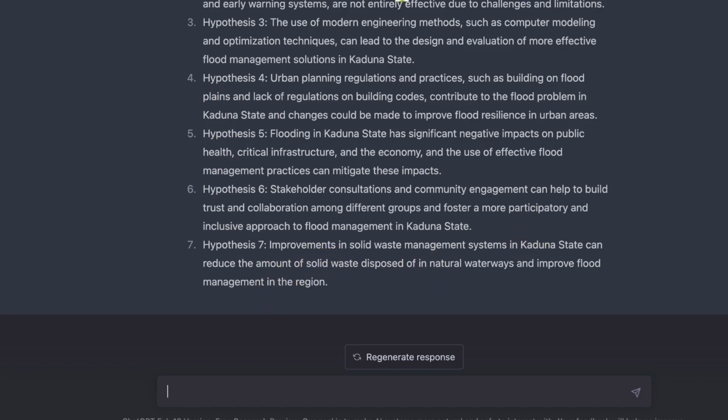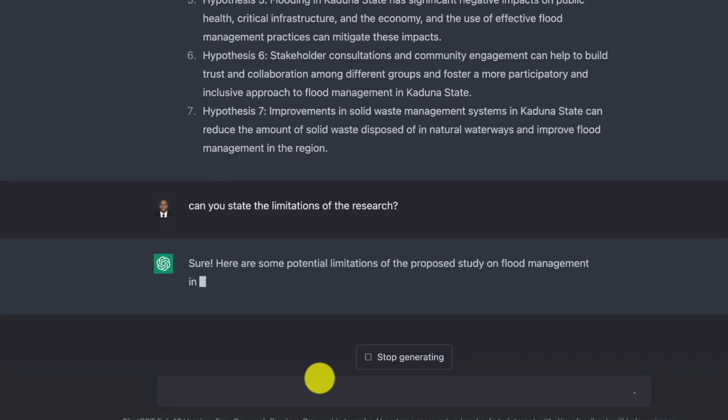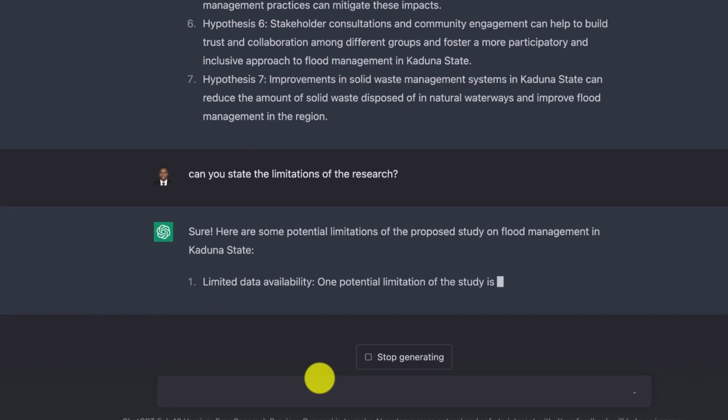You can see now we have gotten a complete hypothesis. So the next thing is we may want to go ahead and write the limitations of the research question. These are just introduction. Okay, so can you state the limitations of this research? Okay, so let's hear the limitations, and then we can go straight to the last part in the introductory part.